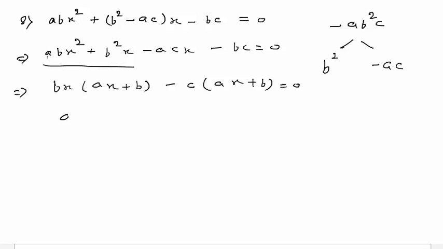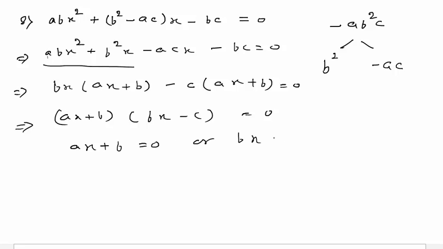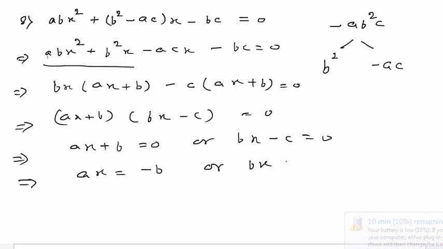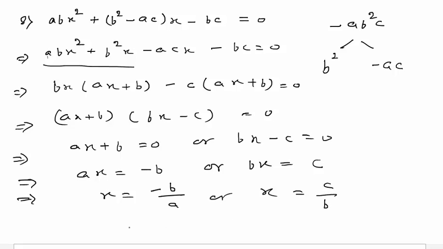Now this ax plus b I will take in one bracket, and in another bracket I have bx minus c equal to 0. So this gives me ax plus b is 0 or bx minus c is 0. So what can I say? I can say that ax is equal to minus b, or bx is equal to c. So finally this gives me x is equal to minus b upon a, or x is equal to c upon b. So this is our solution.